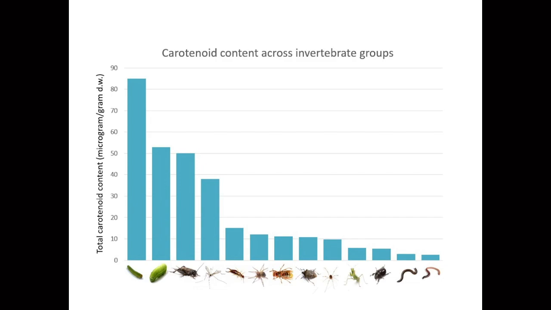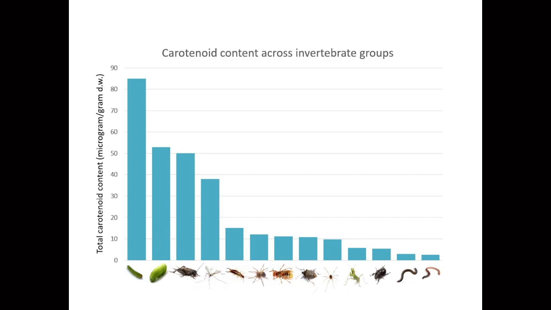We've just finished a study looking at the carotenoid content of various groups of invertebrates, mostly insects, that are eaten by birds. And it turns out the first two bars there on the left are types of caterpillars. They lead the way in the total amount of carotenoid content. Crickets are the next highest level. Spiders are way down the list there. There are five times fewer carotenoids in spiders than there are in caterpillars.